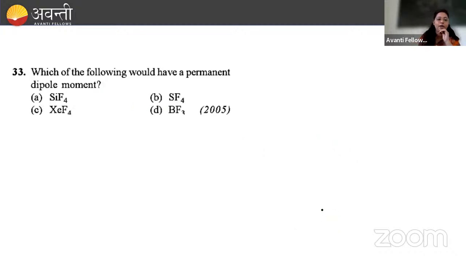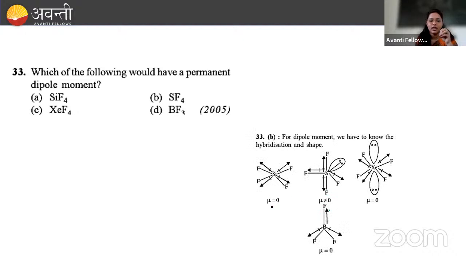Which of the following would have permanent dipole moment? So among these molecules you can see the structures. Here in SiO4, because of the symmetrical structure, what is its dipole moment? 0. Next molecule, it is not symmetrical, that's why its dipole moment is not 0. Here also 0, here also 0. So option B, SF4, is having dipole moment.